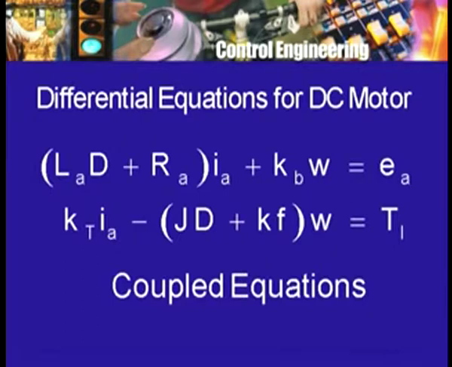In fact, using the Laplace transform method, in place of LA D plus RA, one would have S LA plus RA, which is a polynomial in S. Similarly, in place of J D plus KF, you would have J S plus KF, another polynomial in S, and you will have an equation in transforms of armature current and motor speed, and similarly applied voltage and load torque, in which the coefficients are polynomials in S, and polynomials of course are algebraic entities.